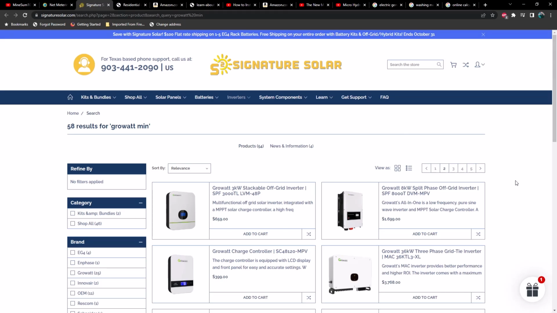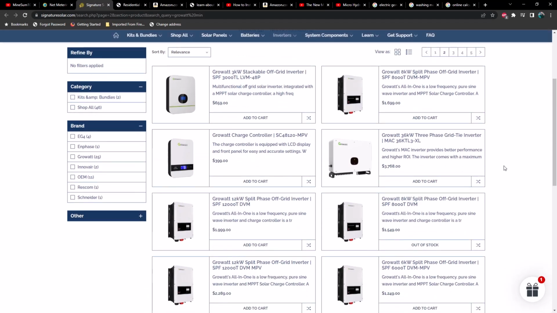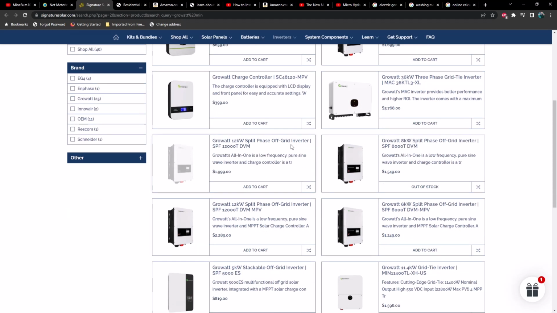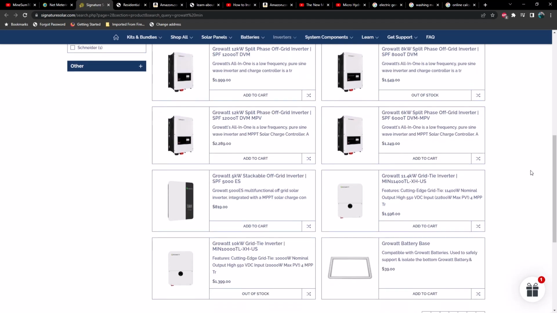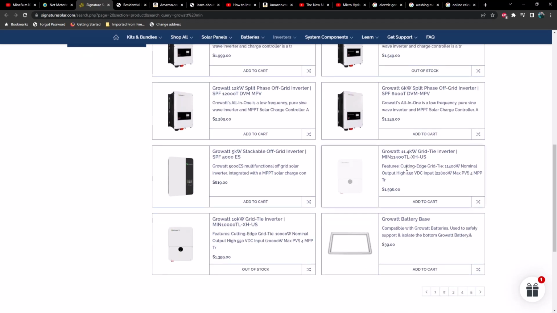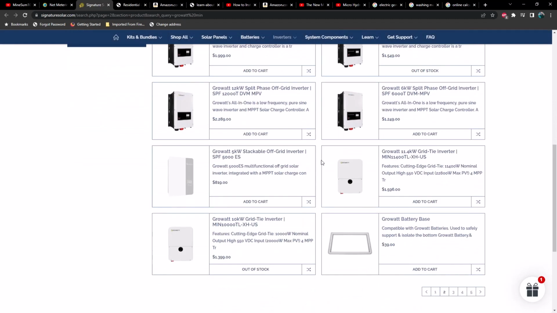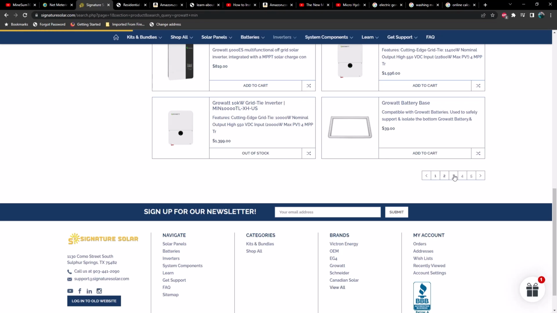Now, currently, the grid-tie inverters that they have available are going to be the 3000 and the 8000, which is not the MIN inverter. Keep that in mind. This one is off-grid. Let's see here. The ones I think you guys would probably be the most interested in are the 11.4 or the 10,000. And again, the one that I got was the 6,000. I don't see it on this page. We'll back up one page here and see if we can find it.